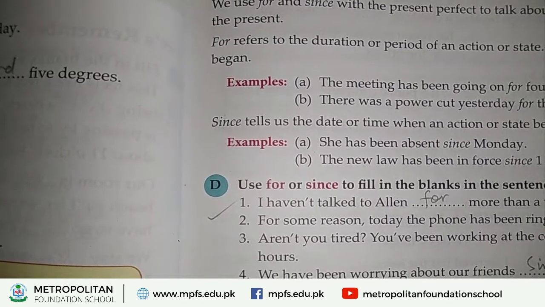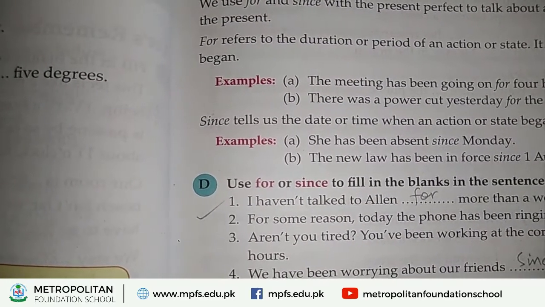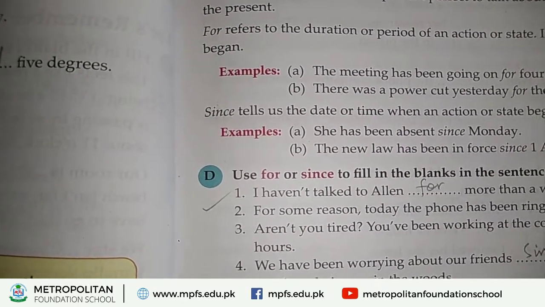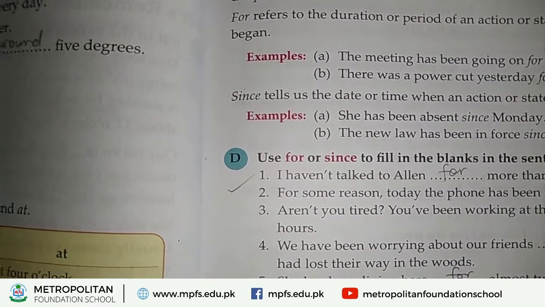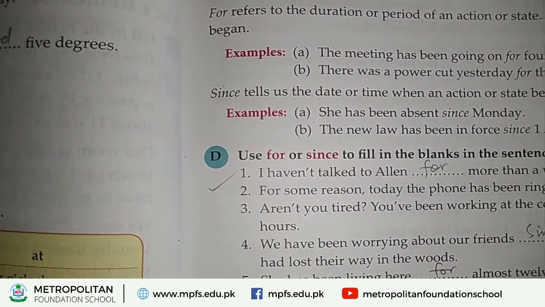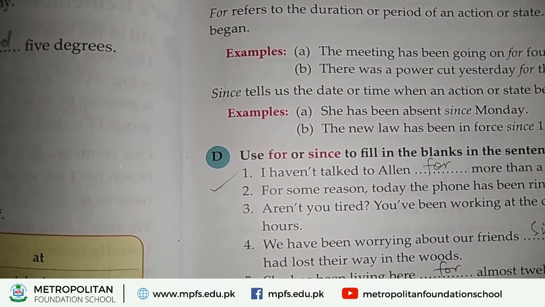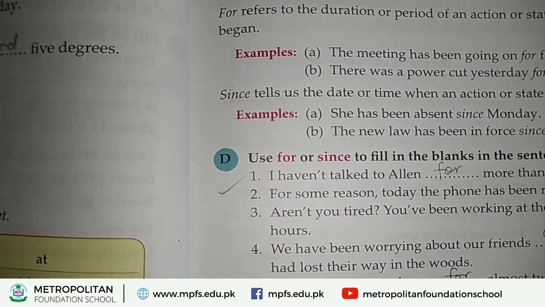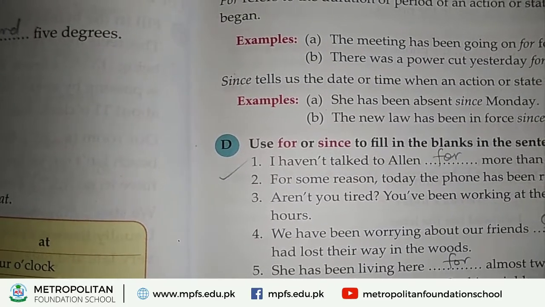And where do we use until? We use until or till to indicate how long a situation is continuous. And what about by? Where do we use by? We use by to indicate that an action is completed not later than a fixed time.